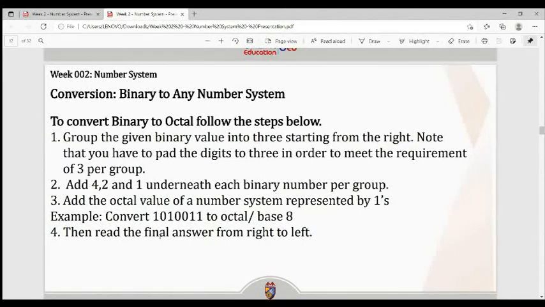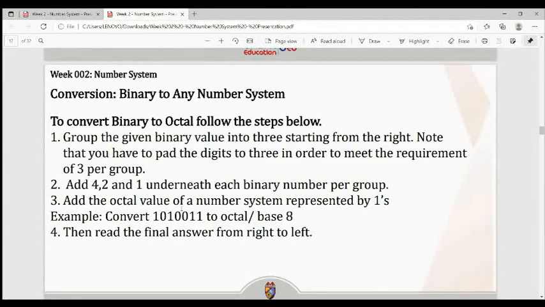010, isang group. Then 1, mag-add ka na lang ng 0 here. So, what is the equivalent of 110? Ang equivalent ng 110 is 3. This is 1 and 2. That is equal to 3. So, 3 yung isang digit ng octal.